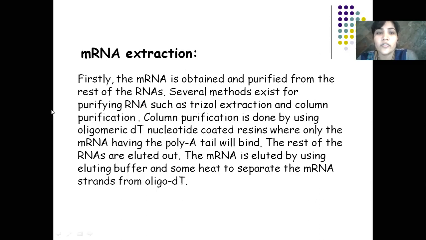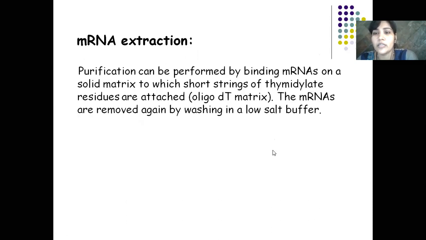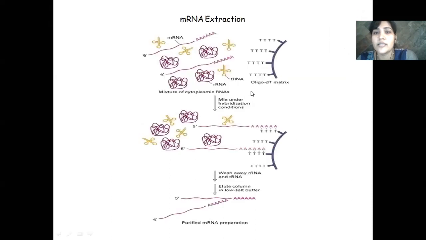Several methods exist for purifying RNA, such as TRIzol extraction, column purification, etc. Column purification is done by using oligo dT nucleotide coated resins where only mRNA having poly A tail will be binding. So you can see over here. See, this is the diagram where it has oligo dT matrix, and this is the mixture of all the RNAs you have, mRNA, tRNA, rRNA. So only things that will be binding to the oligo dT matrix will be your mRNA since it has poly A tail over here. Okay?